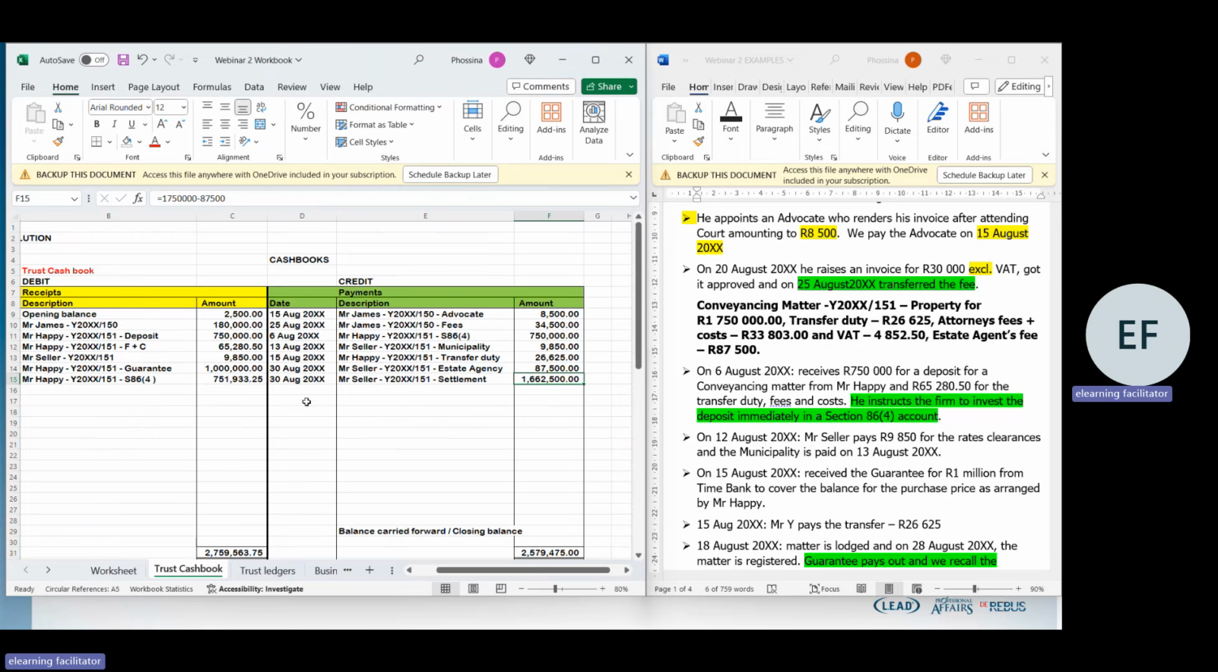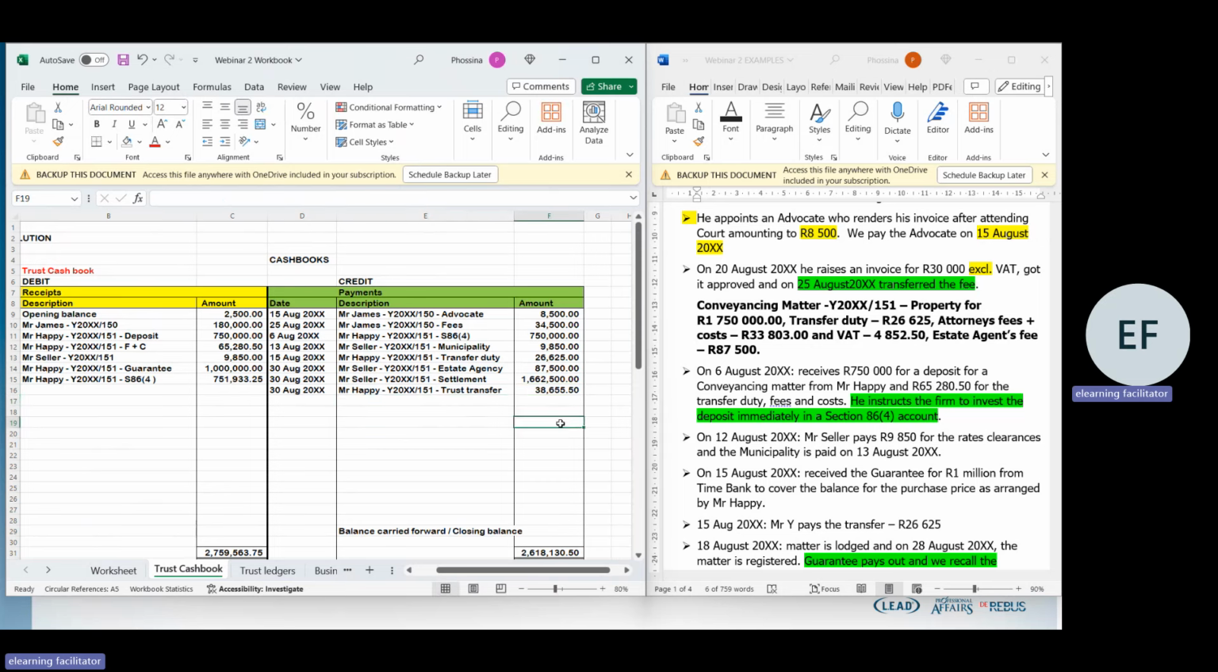Cash part of the transaction, 30 August, we are doing our fee transfer. So it's coming from Mr. Happy. So it's fee, VAT, everything, disbursement, transfer. Trust transfer. So how much is our total that we are transferring? It is going to be 33,803 plus 4852.50, like that. That's the total we are transferring.